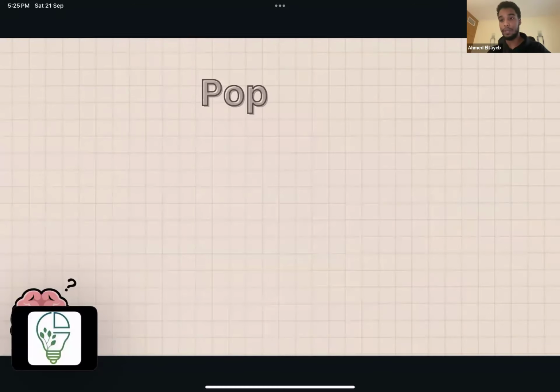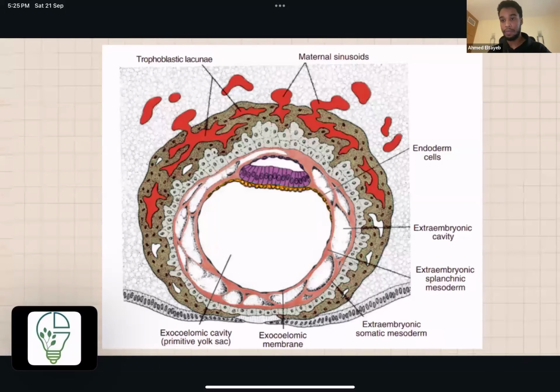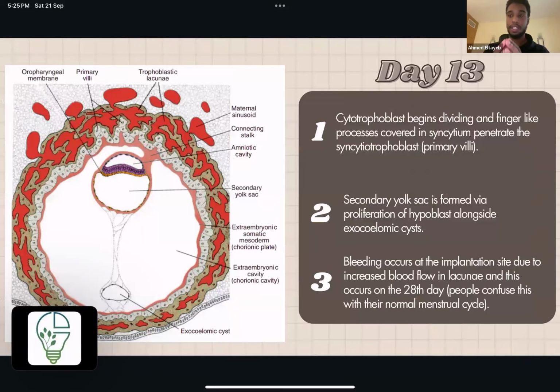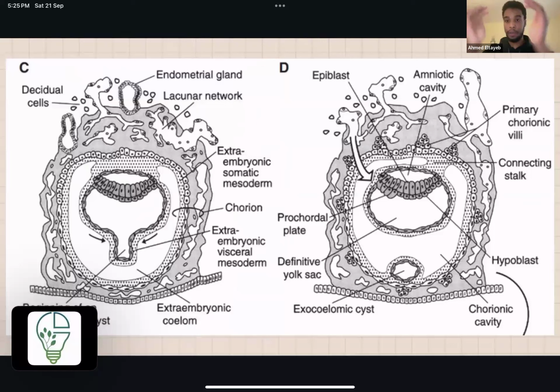Then you have the definitive yolk sac. The definitive yolk sac is formed on day 13 when the hypoblast starts to proliferate down here, the cells start to move down, and then there's a point at which the cells start to strangulate. It starts to make like a dip, and it strangulates this point, okay? Then when this point closes off, this small ball buds off, and it forms the exocoelomic cyst, okay? And what's remaining here is the definitive yolk sac.